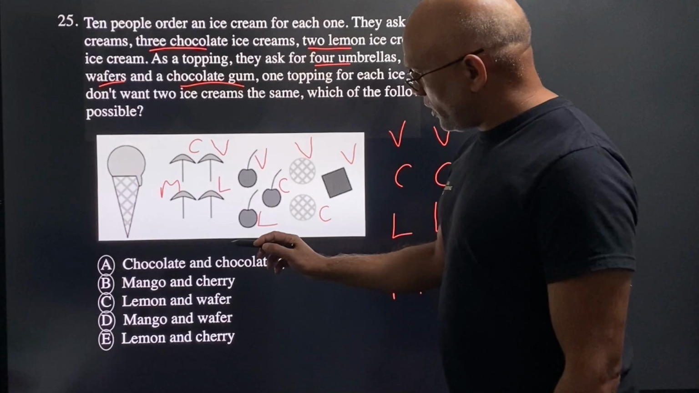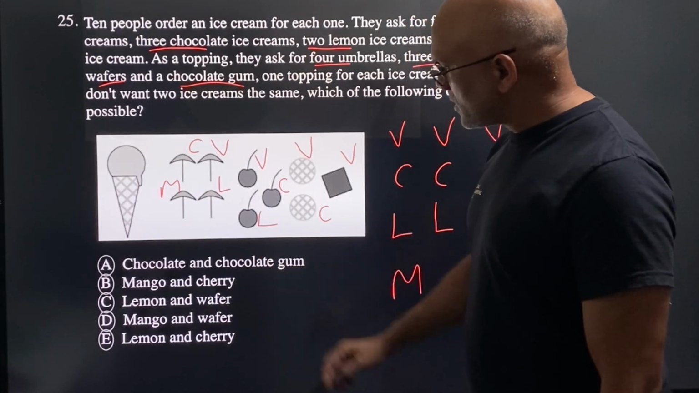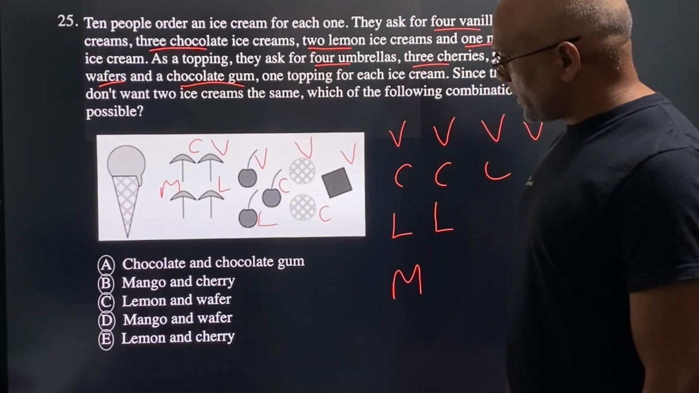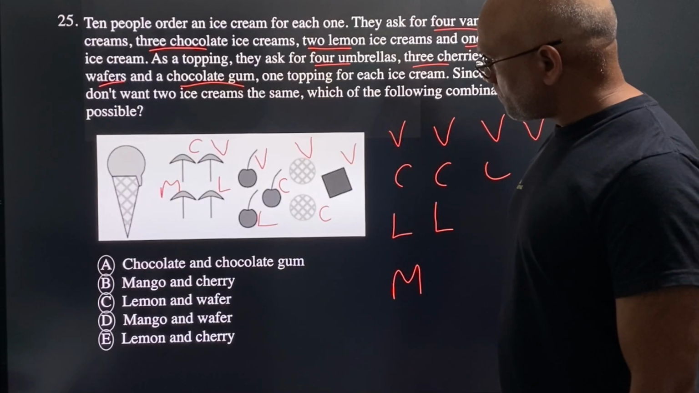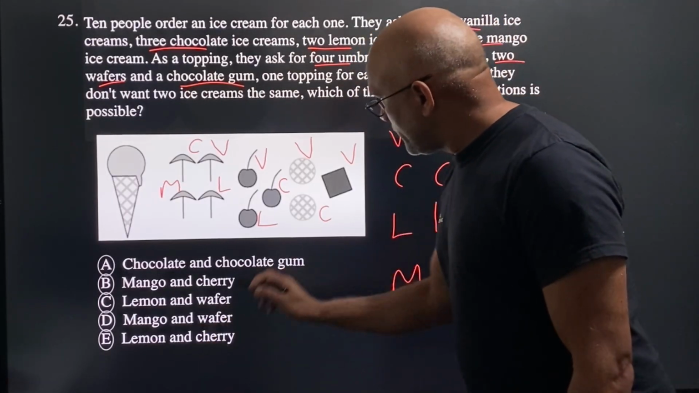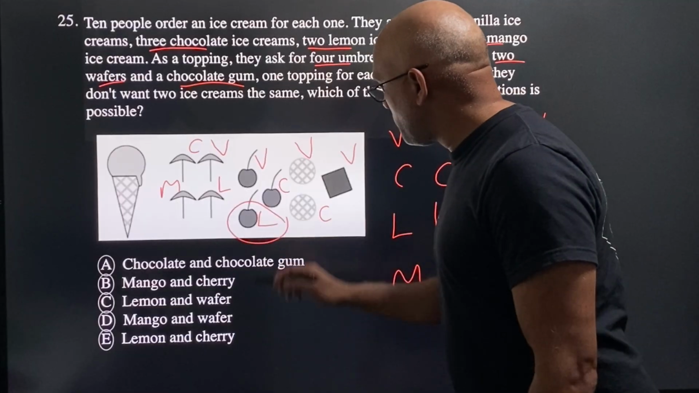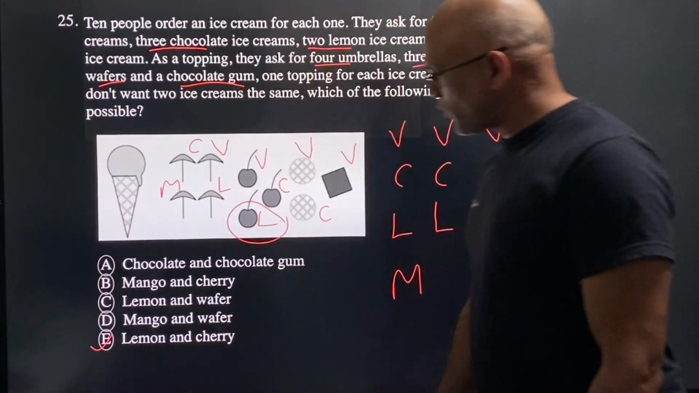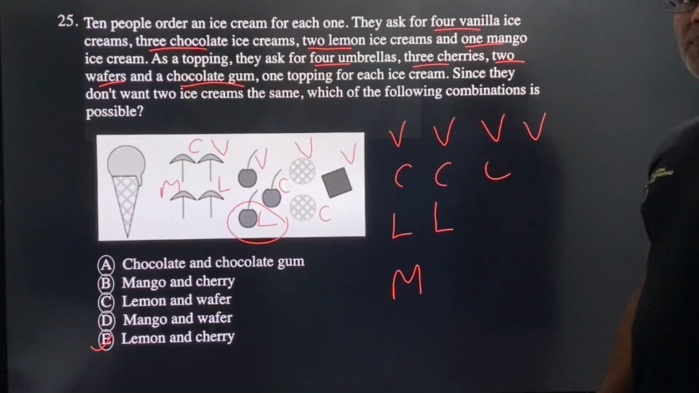Now we can check one of the choices, right? We can see that lemon and cherry is possible, is the correct choice. You can check that the others are not possible.